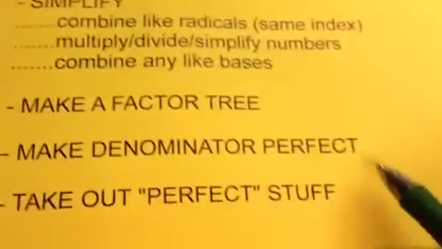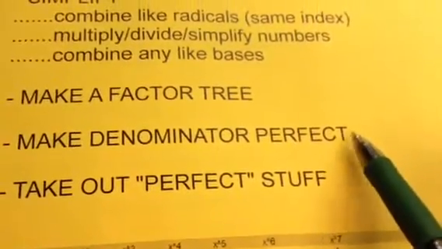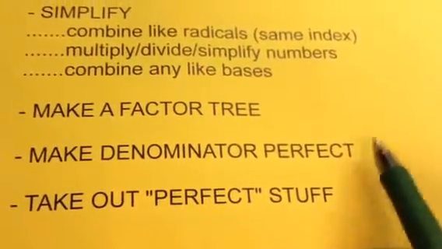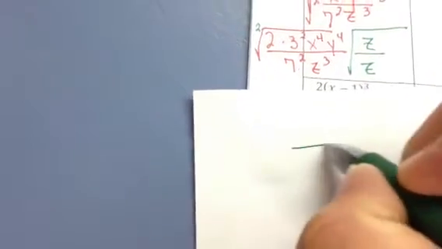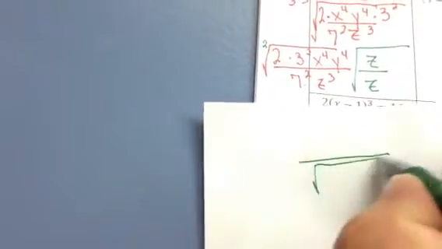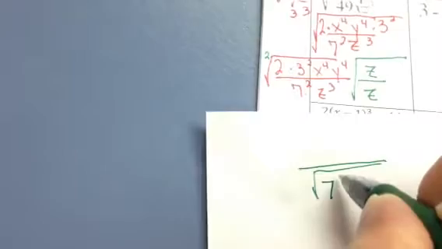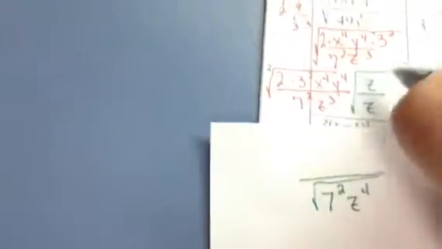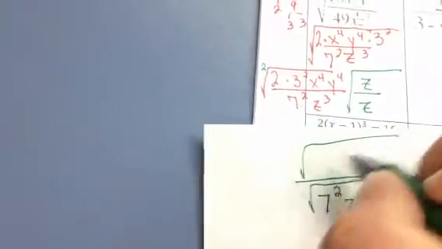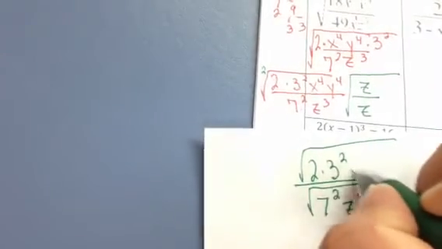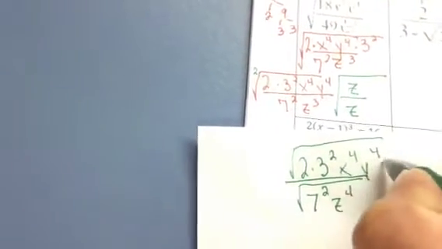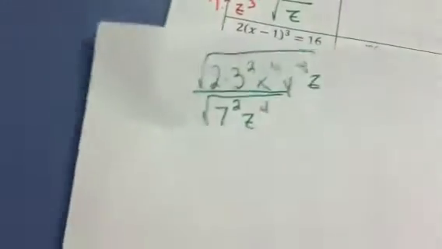Then what I'm going to have to do, and we actually added this step, we hand wrote it here, I don't have it written on mine, is combine the numerators and combine the denominators. So let's combine the denominators first. Here are my new denominators: 7 squared and z to the 4th. And the numerator, here we go, I still have 2 times 3 squared and x to the 4th and y to the 4th, but now there's that z in there.